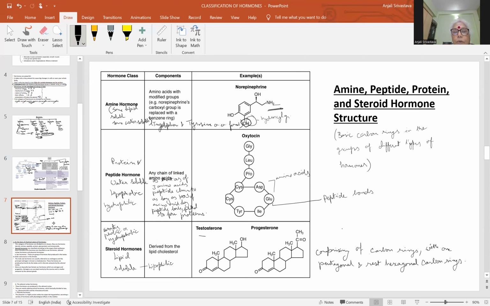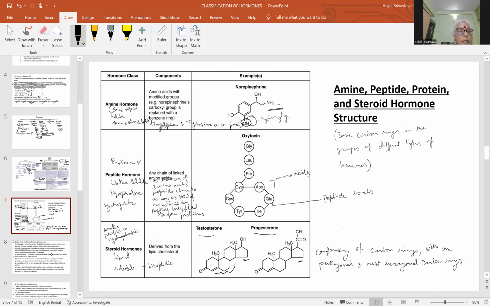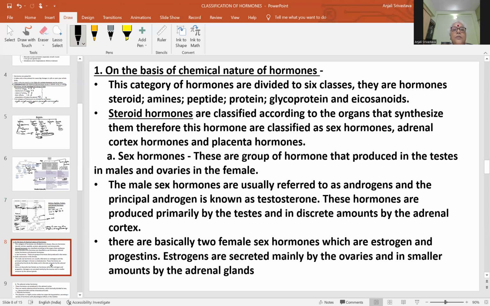Then there are the steroid hormones, of which 2 examples here are testosterone and progesterone. One remarkable thing is that they can have 4 or 5 carbon rings. Here testosterone has 4 rings, of which 3 are hexagonal rings, whereas the 4th one is a pentagonal ring. Similarly, progesterone also has 3 hexagonal rings and a 4th pentagonal ring. Likewise, the number of rings can vary in different hormones, but it is true that one has a pentagonal ring of 5 carbon atoms and the rest have 6 carbon atoms. So this is the basic organic structure of these three types of hormones. Now this is on the basis of the chemical nature of hormones.